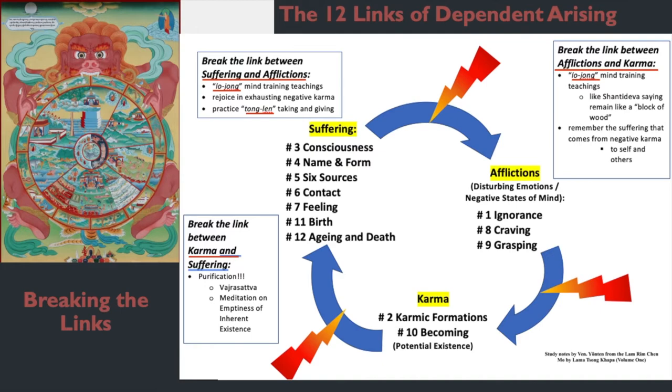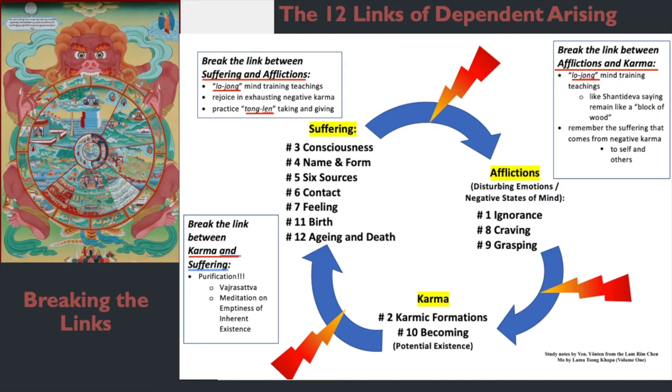If you miss that window and your disturbing emotions have led you to do the wrong thing, you can stop that karmic seed from blossoming or ripening or sprouting. You can stop karma from becoming suffering. So to break the link between karma and suffering, purification is essential. Vajrasattva practice with the four opponent powers, or meditation on the emptiness of inherent existence, seeing the way the agent, the action, and the object are all empty because they dependently arise. This is a very powerful way to break this link.